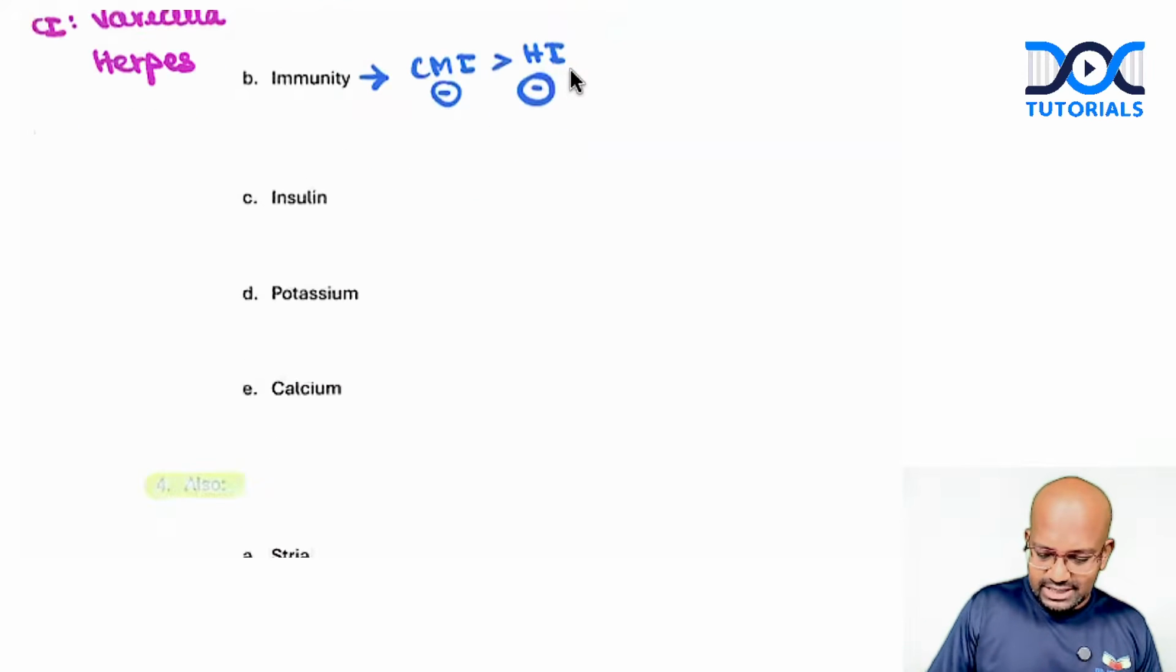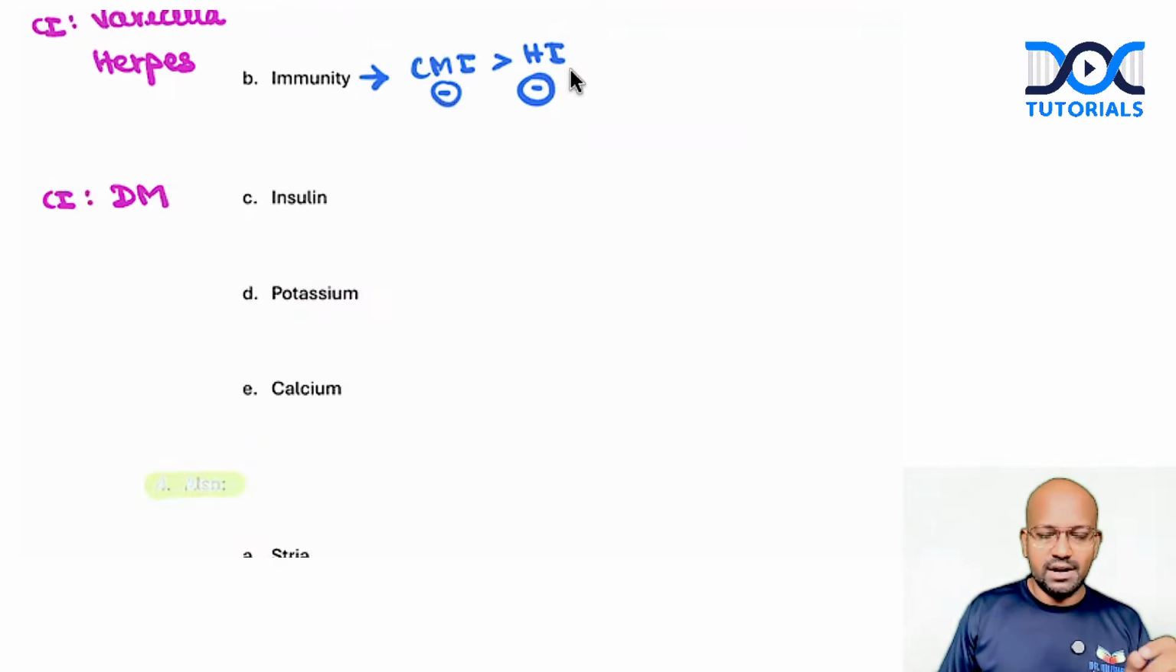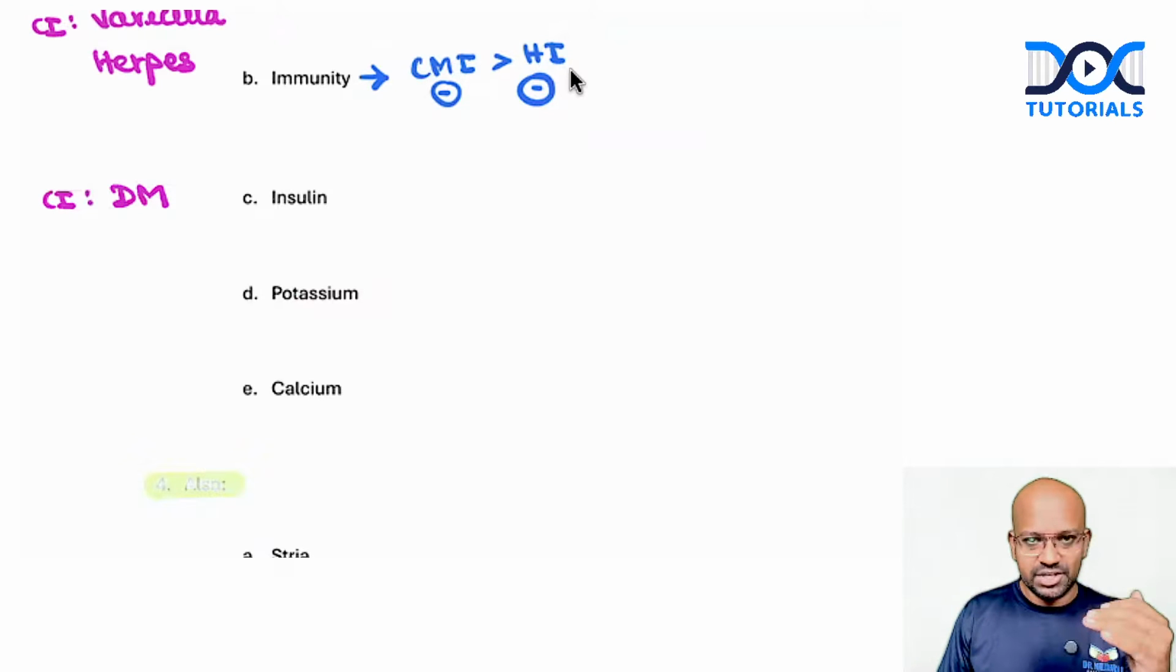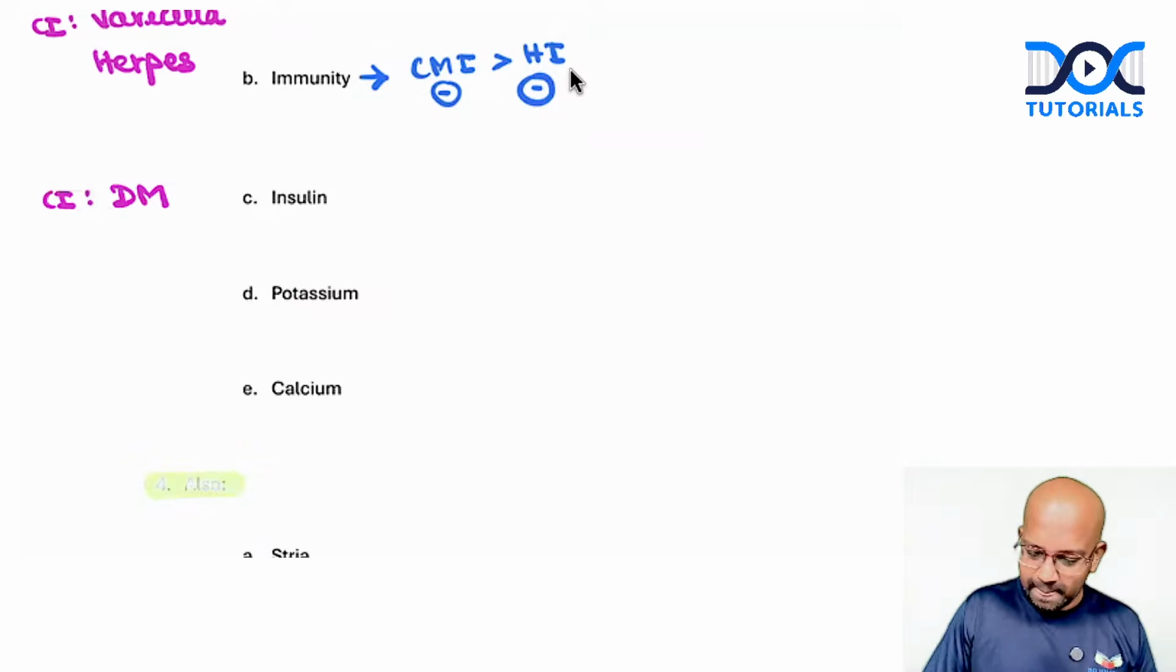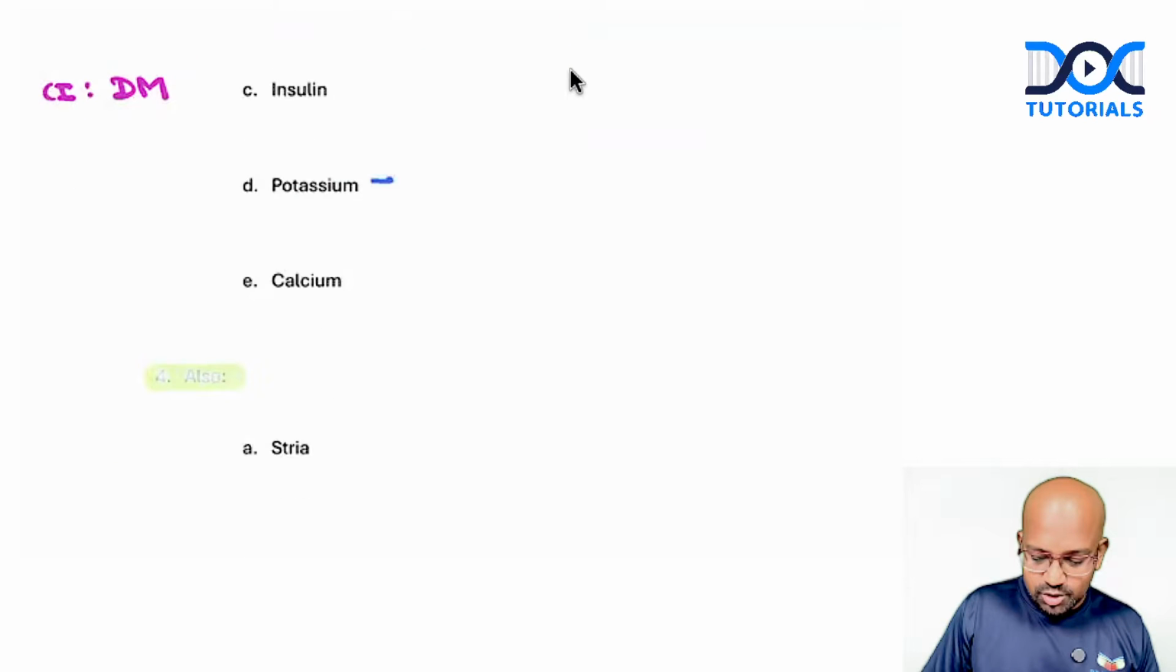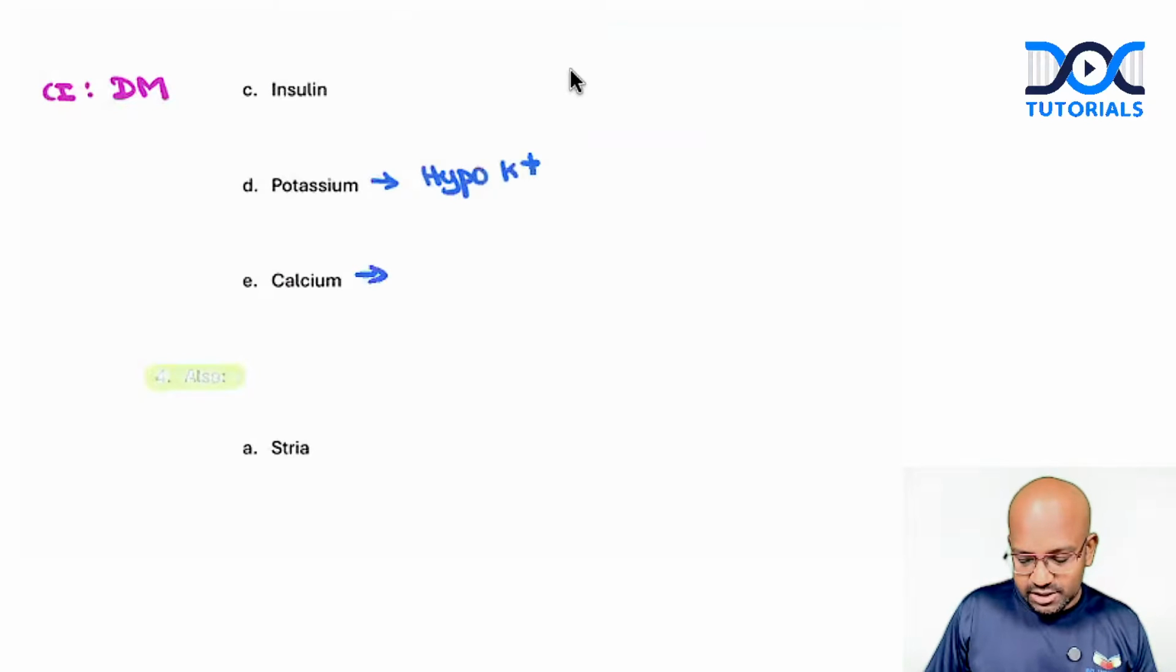Of course, we know insulin. So, what is the clinical implication? It's going to be contraindicated in diabetes mellitus. Steroids are contraindicated in diabetes mellitus because they are going to be decreasing the levels of insulin. Potassium levels are going to be decreased, so patients might land up in hypokalemia. Calcium levels also are going to be decreased, so patients might land up in hypocalcemia.